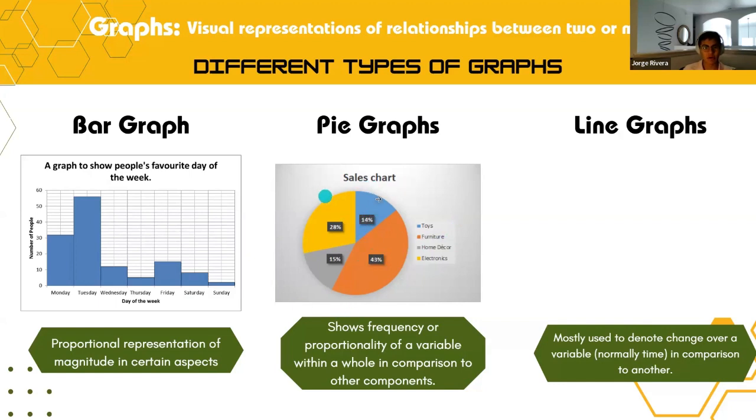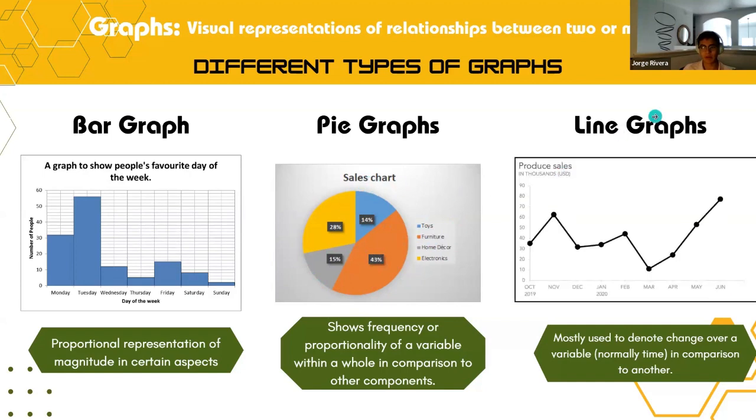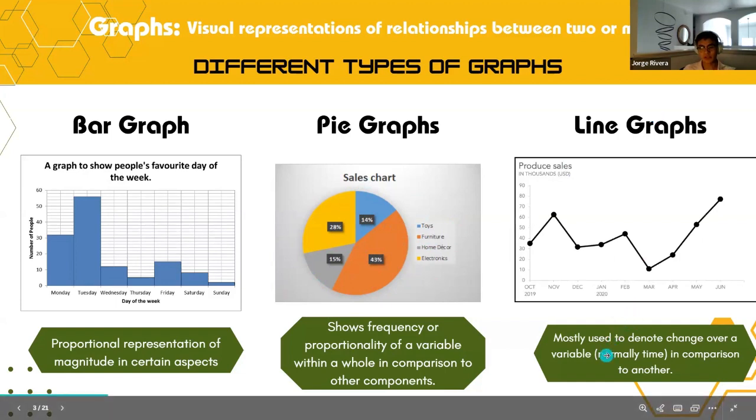For example, we have a sales chart, right? The entire pie is what the sales are, and this bigger slice, furniture, is 42% of all the sales. So that means that furniture is a big portion of how much this certain store sells. Over here we have the line graph. These are mostly used to denote change over a variable, normally time, in comparison to another variable.